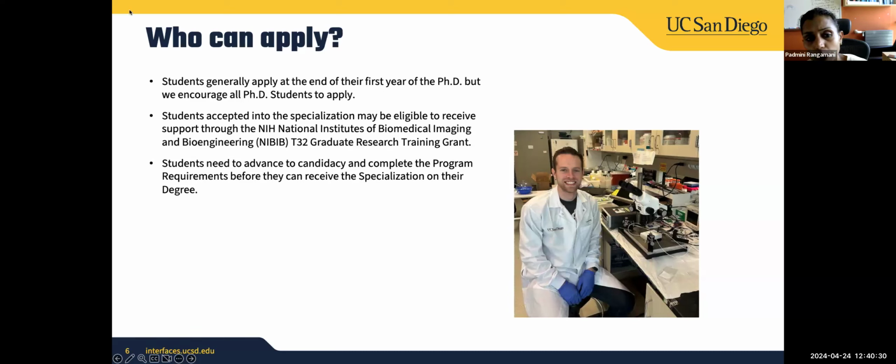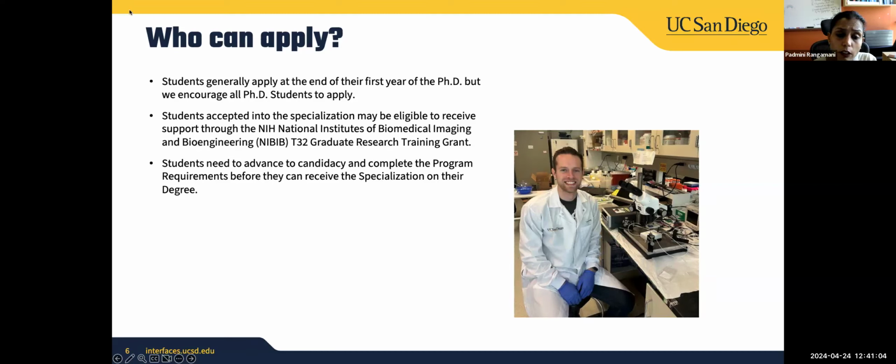Students can apply, the best time course based on our experience, at the end of their first year. That allows you to plan out your coursework, because now there are these additional courses, and think how all of this integrates with your research. But if you are interested and you're not in your first year right now and you're thinking about it, we do encourage you to apply. Students accepted into the specialization, I've iterated this a few times, may be eligible to receive funding and to receive the specialization on their degree.